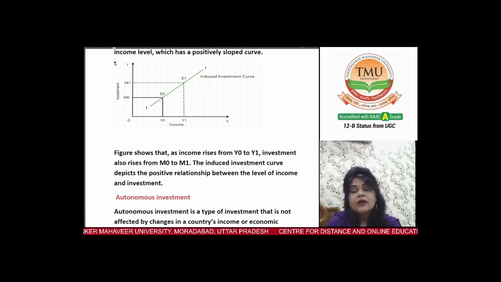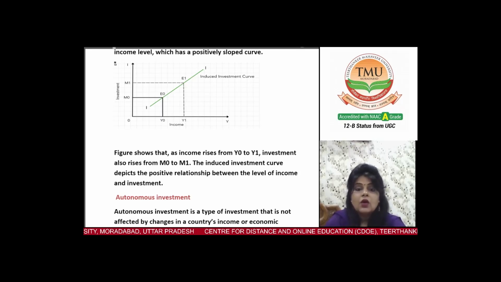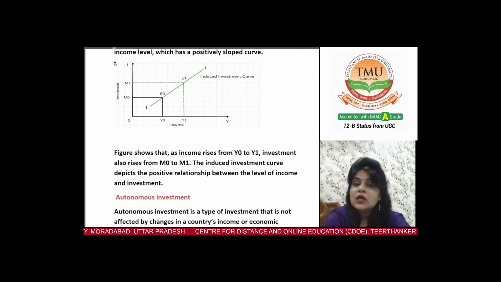Anticipating higher demand, businesses will invest more in expanding their operations. They will buy new machinery or open more stores and stock to satisfy this increasing demand. On the other hand, if income falls, businesses will reduce their investment. As we can observe, induced investment increases with rising income and decreases with falling income.